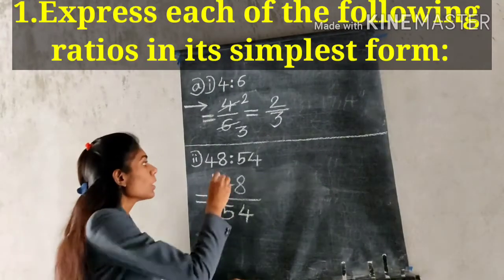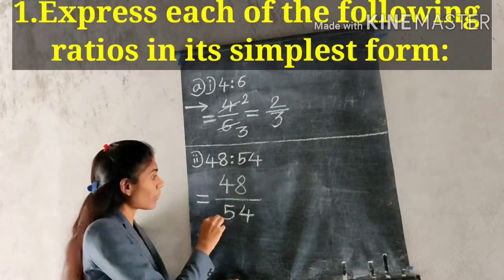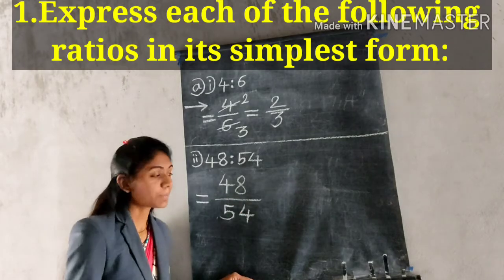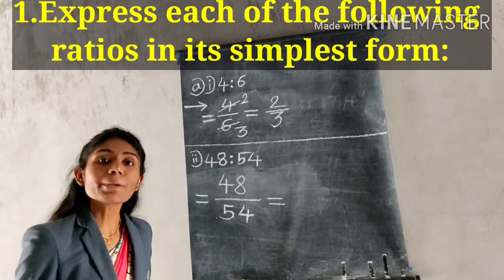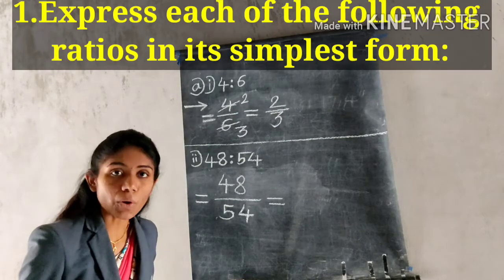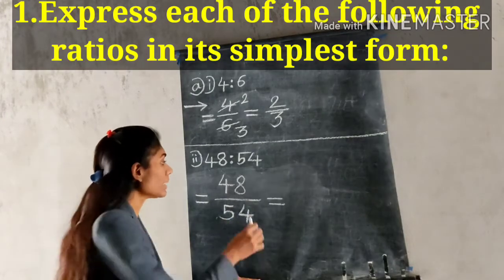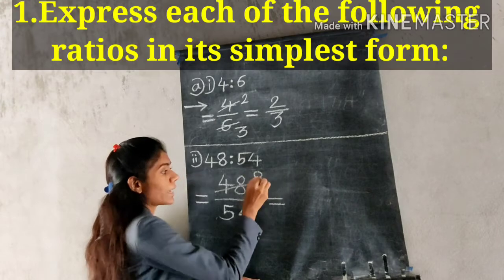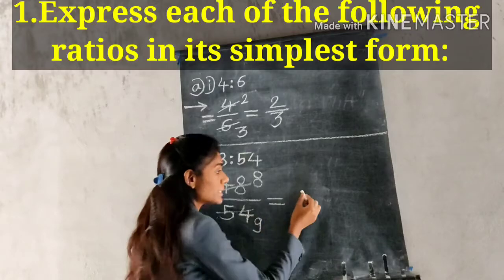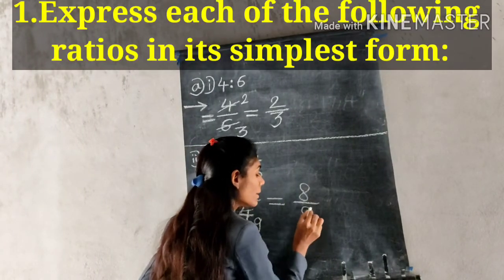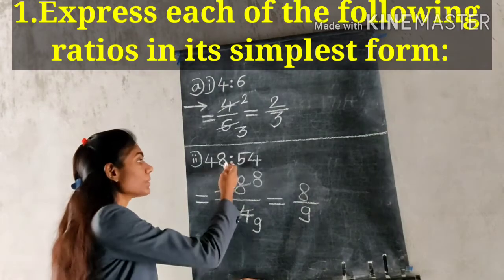Next example: 48:54. We write them in the upon form, 48 upon 54. Now let's try to divide them by the same number. Why are we dividing them by the same number? Because we want to convert it into the simplest form. Here we select 6. 6 eights are 48 and 6 nines are 54. So our answer is 8 upon 9. So 8 upon 9 is the simplest form of this ratio.